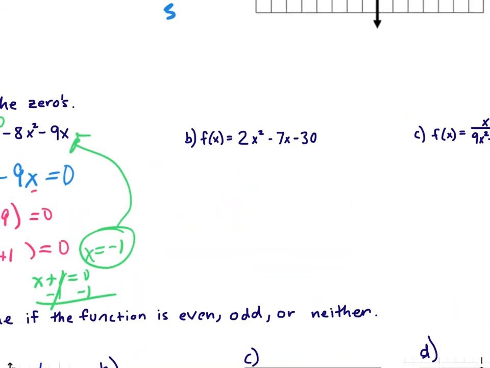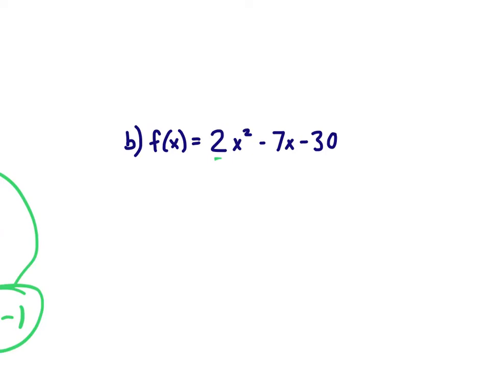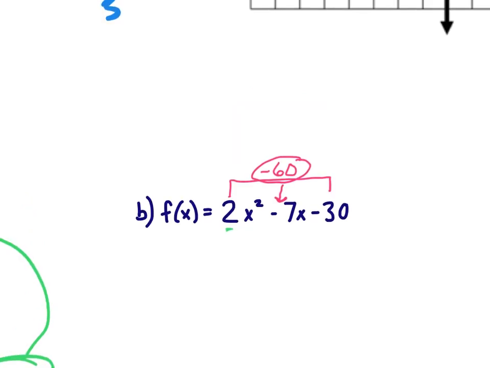Now, if I go over here to the second one, this is a little bit different because my a term right here doesn't equal 1. So first look for your GCF. Okay, there's nothing we can take out. So that means I have to multiply 2 times negative 30. Well, 2 times negative 30 is negative 60. So I need factors of negative 60 that multiply to give me negative 60, but add to give me negative 7. Now, some of you are like, oh, there's so many factors. Some of you guys are really good at this and some of you aren't. So look, I'm just going to write the factors out.